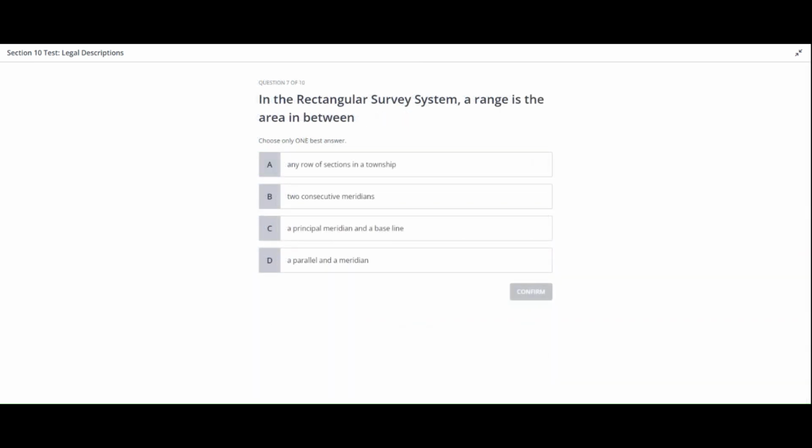Alright, question number 7. In the rectangular survey system, a range is the area in between A. Any row of sections in a township. B. 2 consecutive meridians. C. A principal meridian and a base line. D. A parallel and a meridian. Alright, take your time to think about the options and come back to see if you answered it correctly.